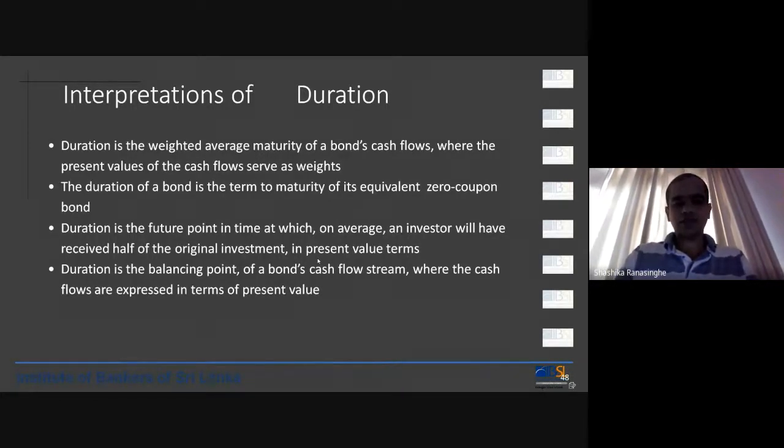The question that I asked you. Duration is the future point in time at which, on average, an investor will have received half of the original investment in present value terms. Duration is the balancing point of a bond's cash flow stream, where the cash flows are expressed in present value.